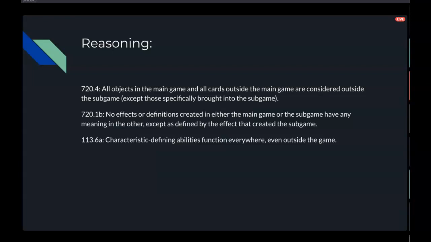The Changeling would be similar, except we have this rule that says characteristic defining abilities function everywhere, even outside the game. So the Changeling is going to be an Eldrazi, even outside the game, and it is a legal choice for Coax from the Blind Eternities. If there are any questions about that, put them in chat, but we are on a tight time schedule, so I'm going to move on, and I'm happy to go back if there are any questions.